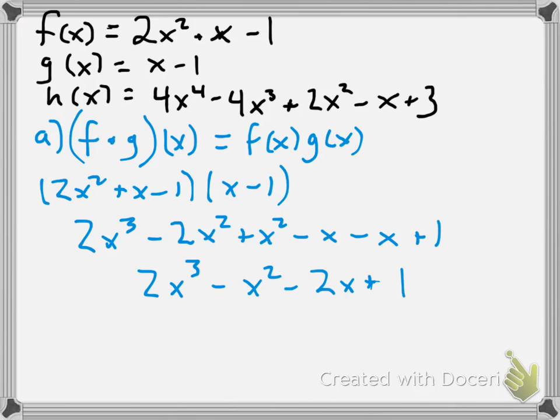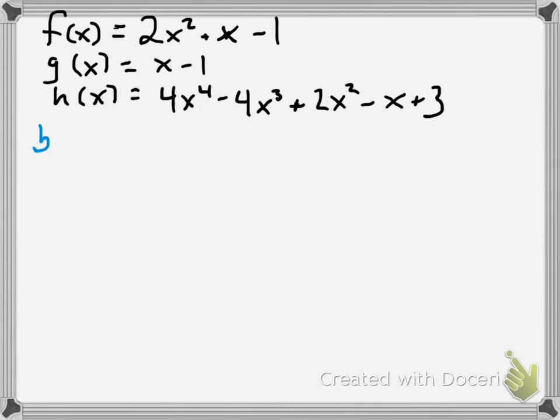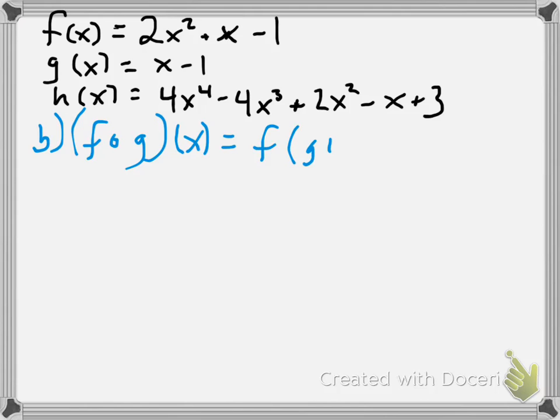Part B, we have to do f of g. So part B, we have f of g of x. It's so hard to write with my stylus, sorry. So again, by definition, f of g of x is f of g of x. Well, this one's a little tricky, but that means everywhere there's an x in f, I have to replace that with g of x, x minus 1.